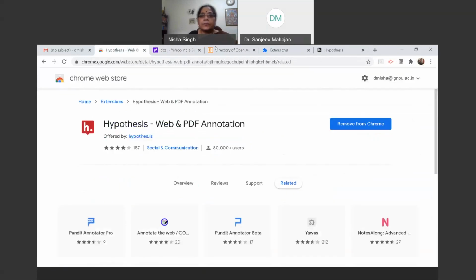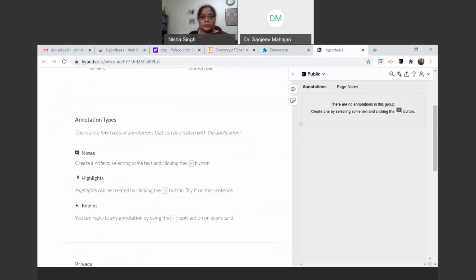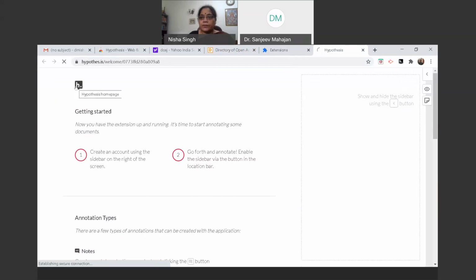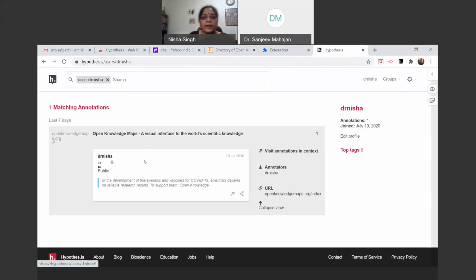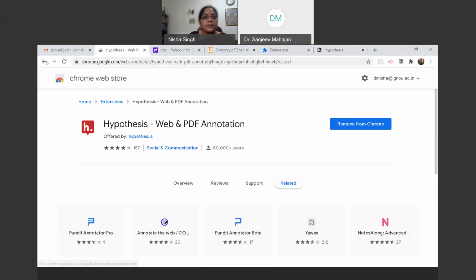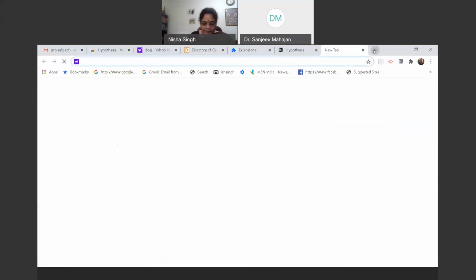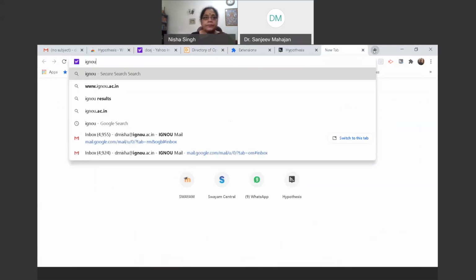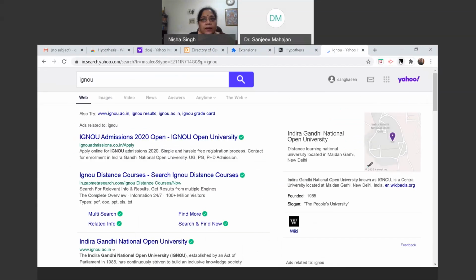Just a minute. Come to the main page. So this was it, this I had annotated. Let me just try annotating again. I'll go back. Let me open some site. I'll say IGNOU site. Why is it inactive?